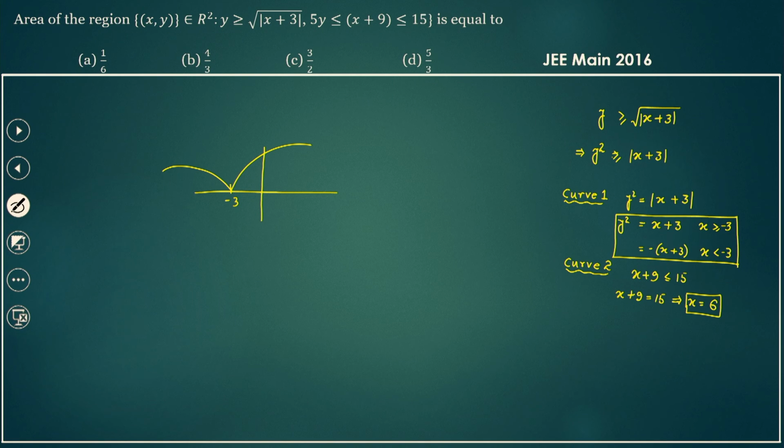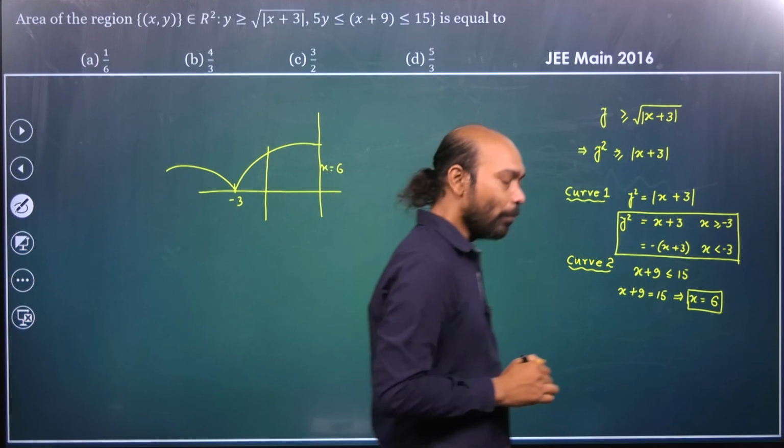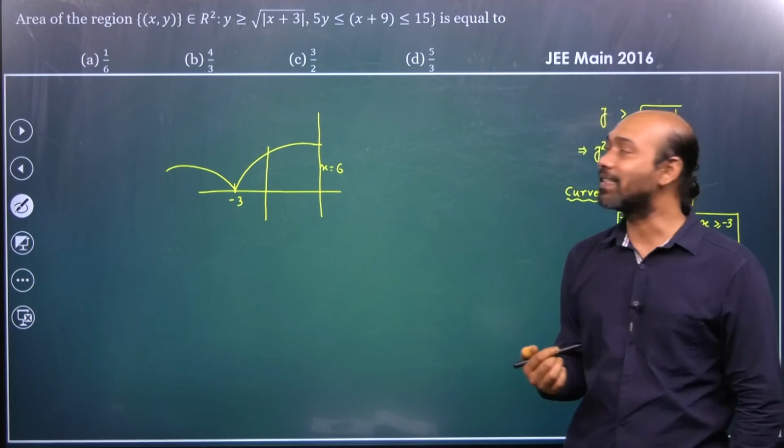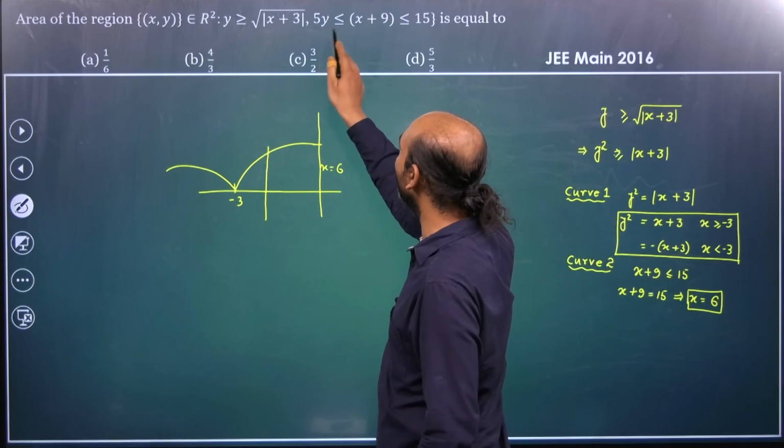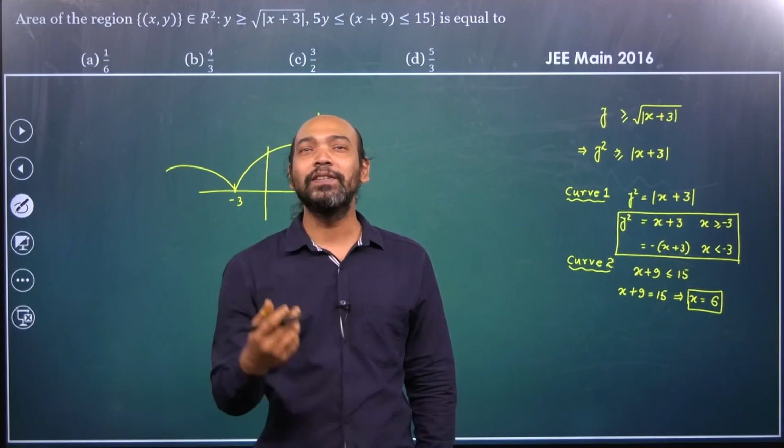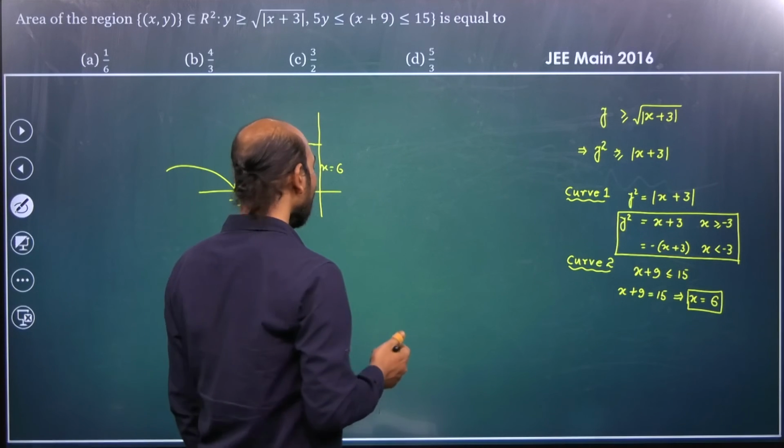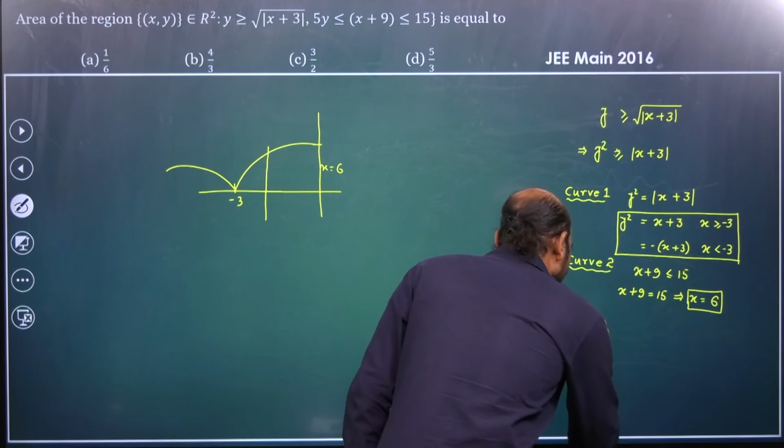So what is x equal to 6? Obviously, we can understand that this is x equal to 6, something like this. Now we need to understand the other curve. What is the other curve? This gives you 5y less than or equal to x plus 9. Obviously we understand that this is a straight line. Okay, so let's go ahead. This is our curve 3.